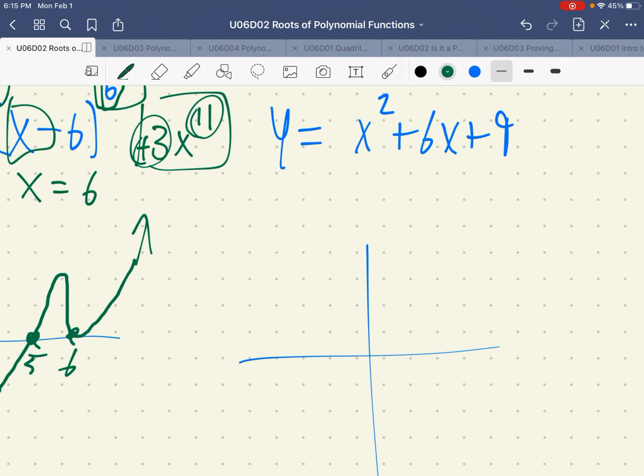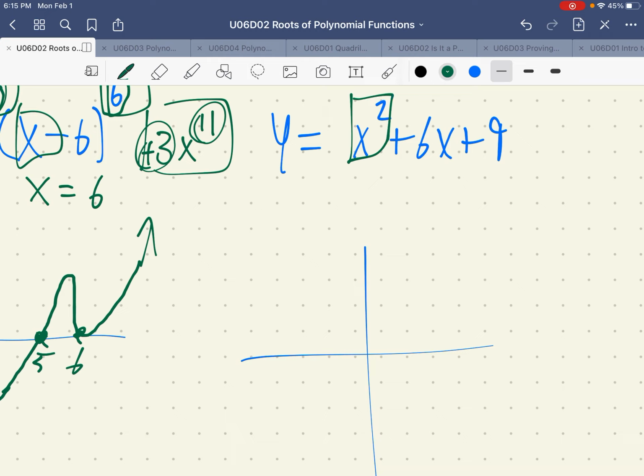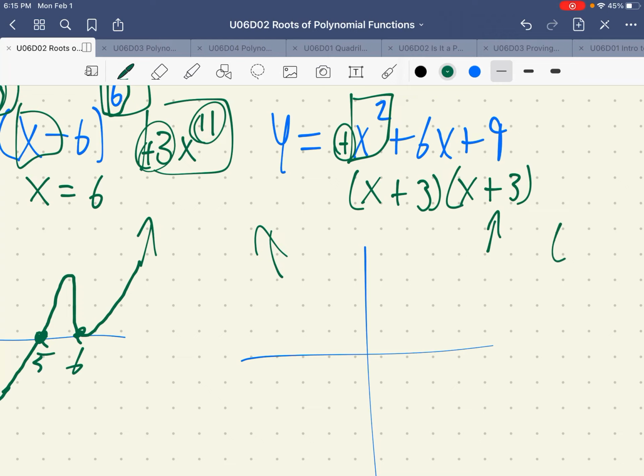If we look at our final example, this one, it makes it easier to see the leading coefficient. It's x squared, meaning it goes up on the right because we have a positive leading coefficient. The degree is even, so it will go up on the left as well. But we have to factor this to see that it actually is a representation of x plus 3 times x plus 3, or x plus 3 squared, meaning that there is a root at x equals -3.